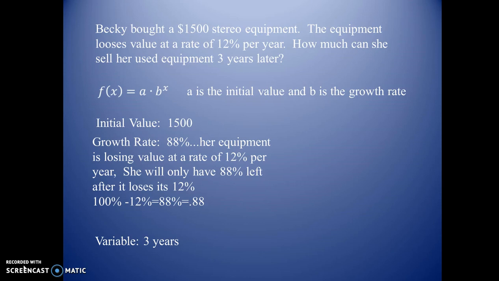And here we're looking for 3 years, so that's going to be what goes in the x spot. So 1,500 times 0.88 to the 3rd power. Her equipment after 3 years is only going to be worth $1,022.21.